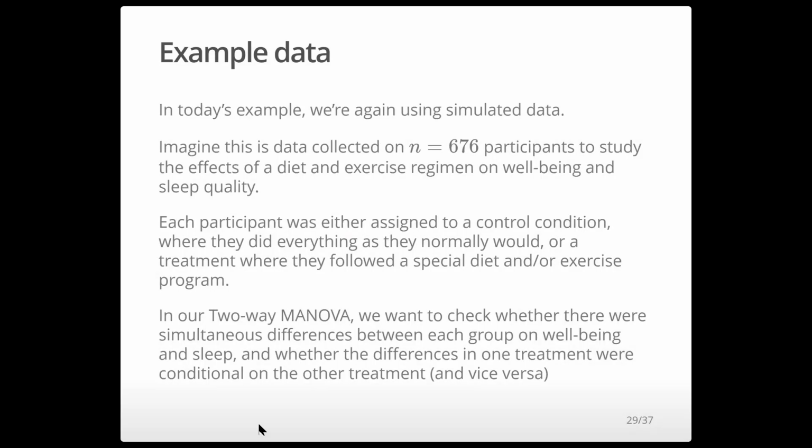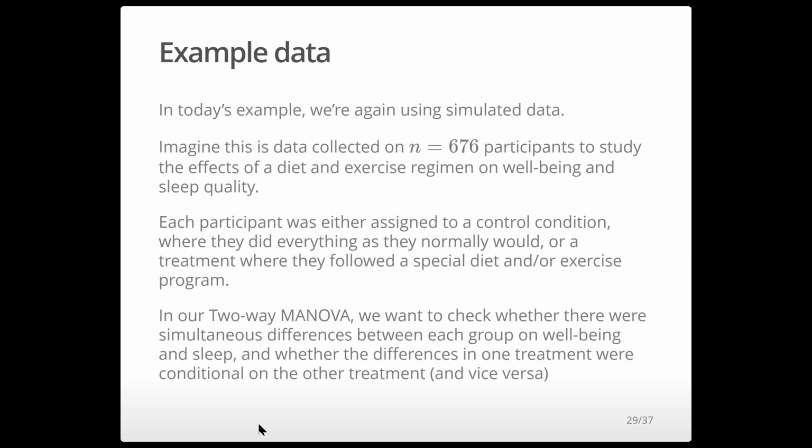So let's look at an example. In this example, this is again simulated data. We're going to imagine this data was collected on 676 participants to study the effects of diet and exercise on well-being and sleep quality. Each participant was assigned to either a control condition where they did what they would normally do, or a treatment where they either followed a special diet, a special exercise, or both.